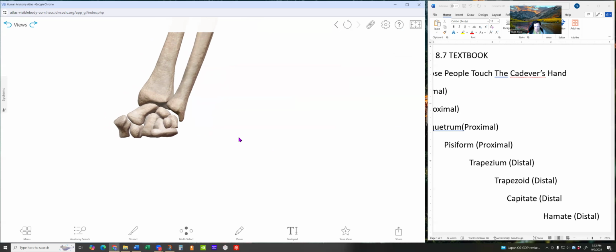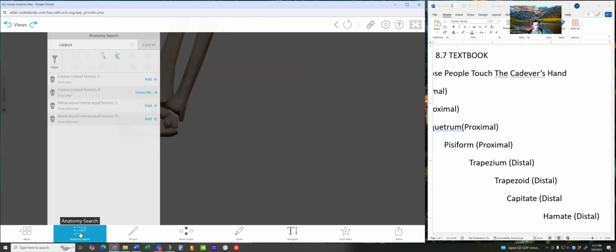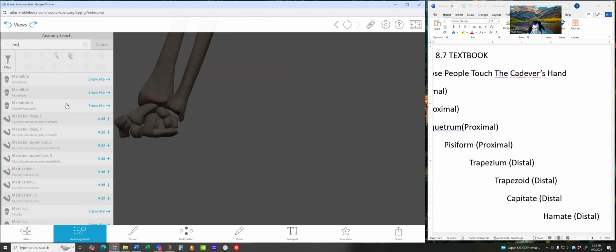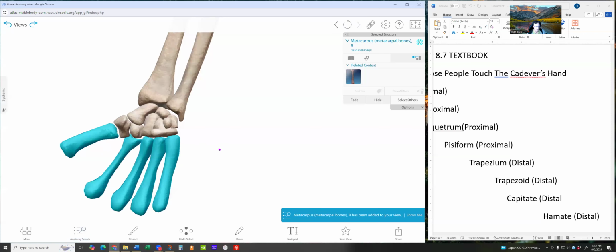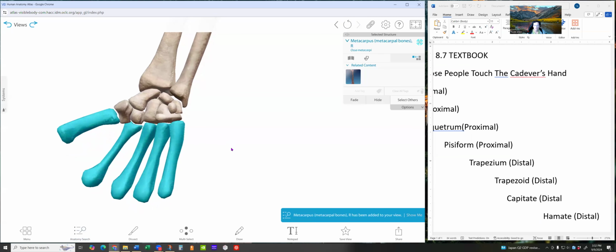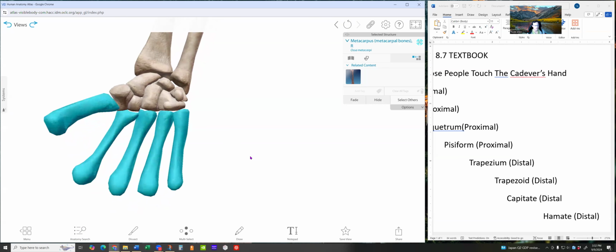What's next? Well, now we need some of the bones that sort of form the surface of the back of the palm of your hand, right? So we need our metacarpals or metacarpus, okay? So please type in metacarpus, and add that on the right-hand side. 1, 2, 3, add, okay? All right. So this can be helpful to look at this.